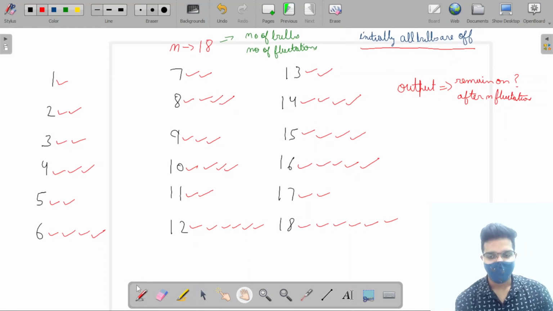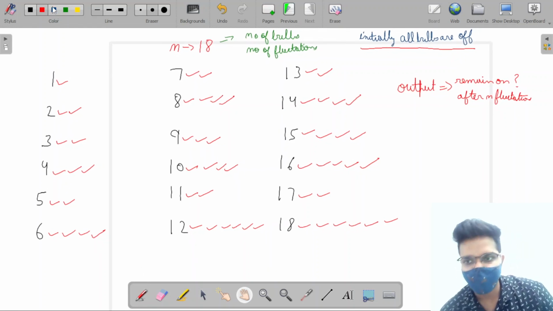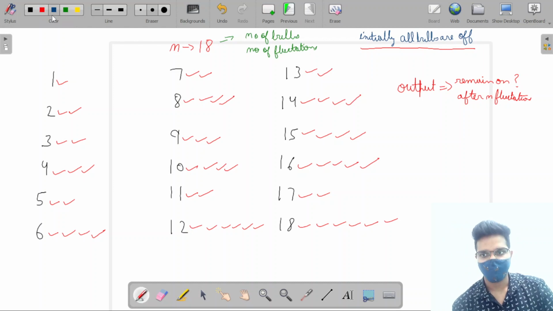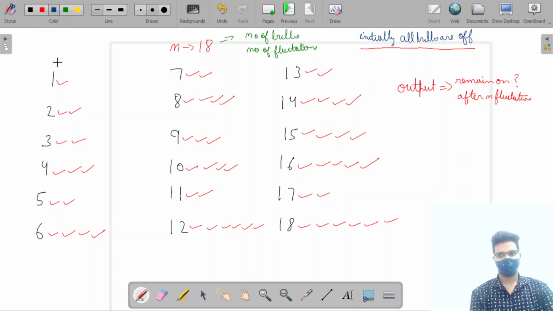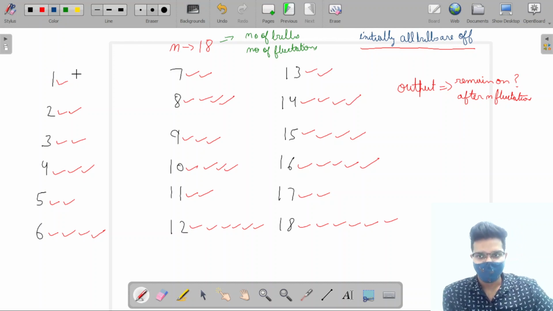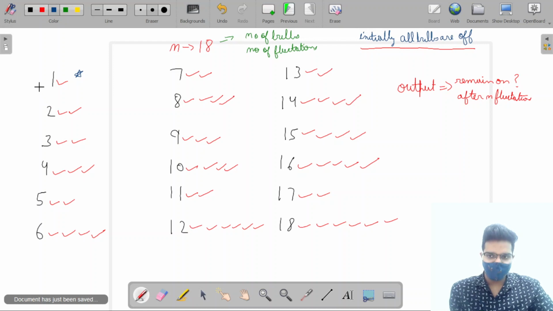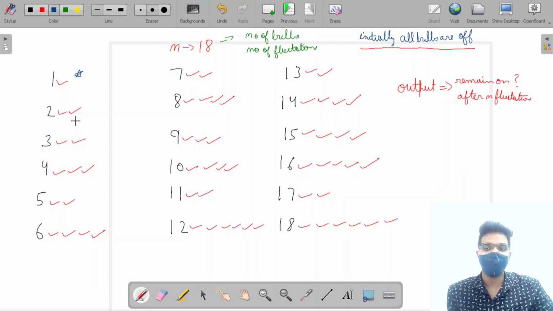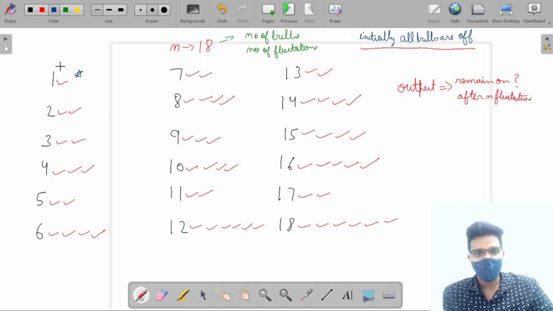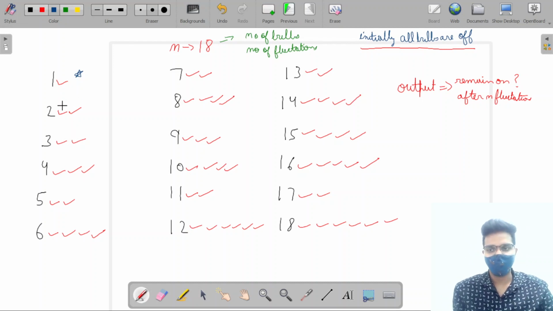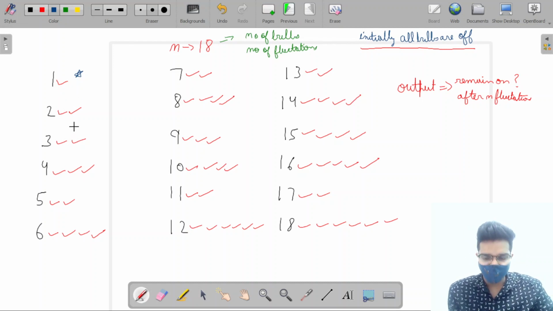So now let's calculate which bulbs will remain on. Here 1 was initially off, and after the first fluctuation it got on. So we can say that 1 will remain on. 1 will be part of our answer. Now 2 was initially off, then it got turned on, then again it got turned off. So no, 2 will not remain on. Now 3 was initially off, then it got turned on, then again it got turned off.